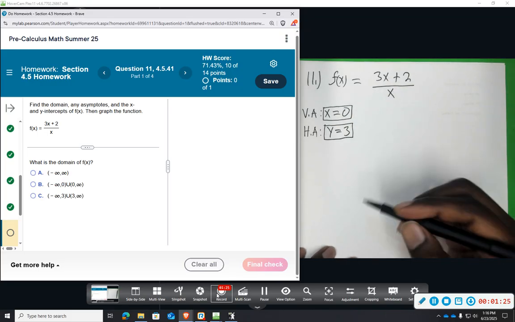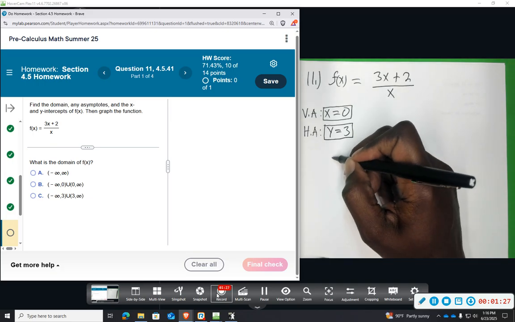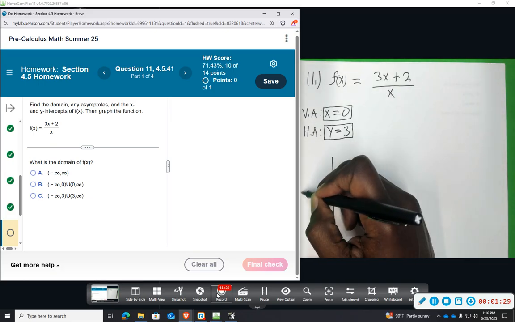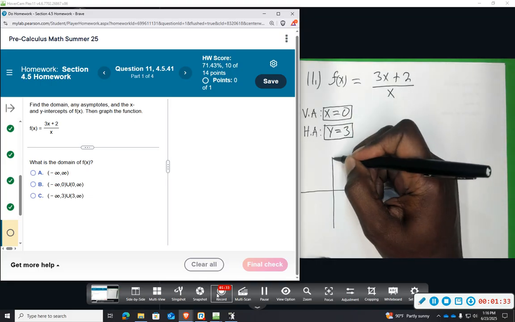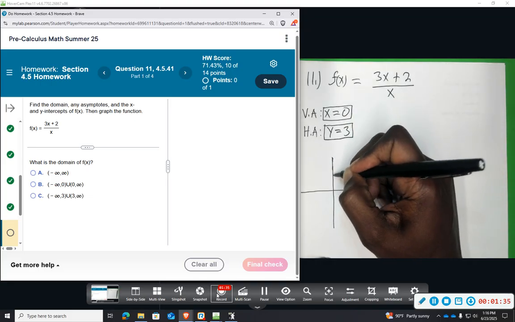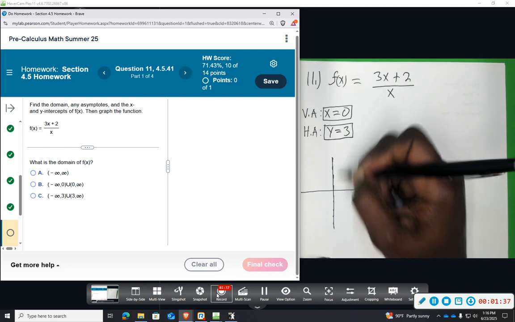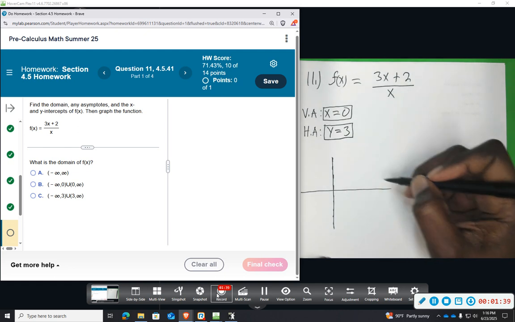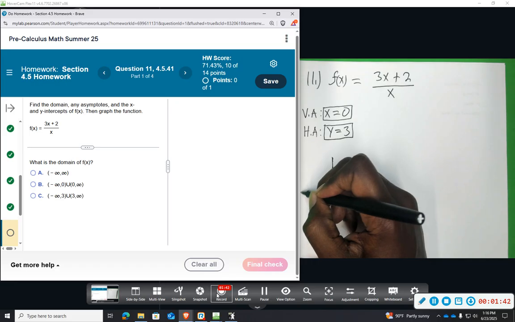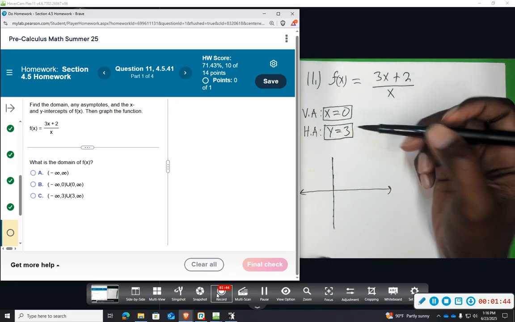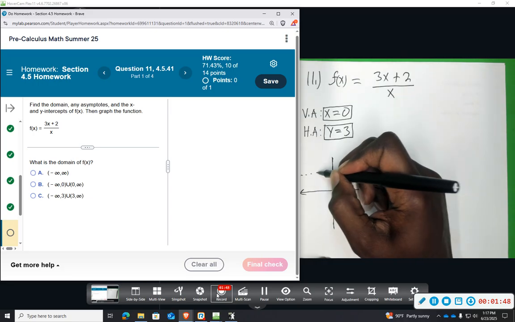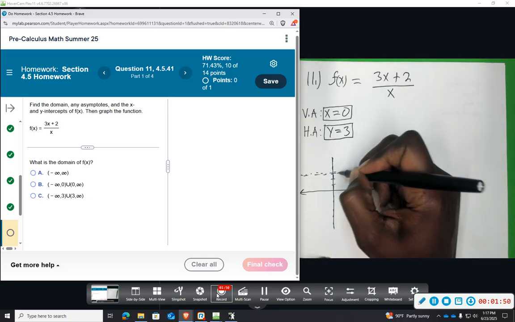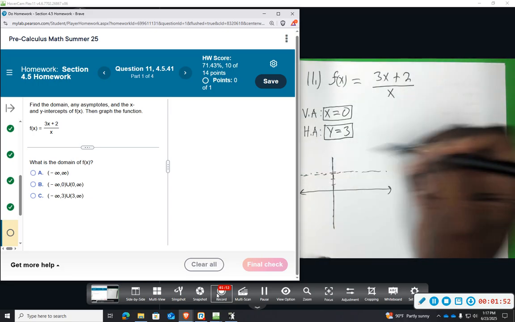Now I'm going to go ahead and start the graphing process. We still got to find intercepts. So x equals 0 would just be this line. This is x equals 0. So it would be like a dotted line here that the graph would not cross. And then y equals 3. 1, 2, 3. So there would be a horizontal dotted line across y equals 3.